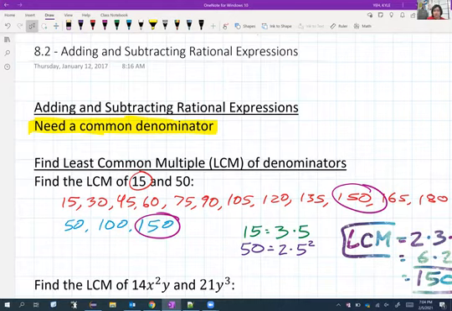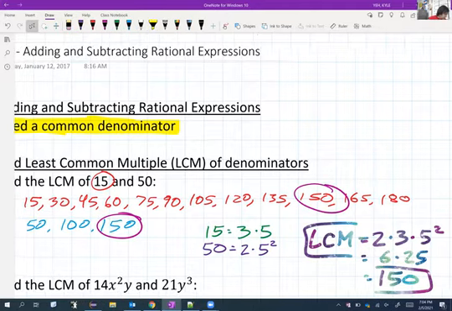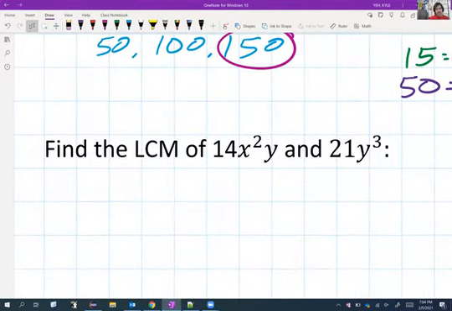But what if the numbers were bigger? What if they're in the hundreds, the 200s, the thousands, the tens of thousands? I don't want to be stuck trying to multiply those in my head or list them out. This is a systematic way to find the LCM that'll work every time. So that's great. What if it's not just primarily numbers though? We've got 14x squared y, we've got 21y cubed.